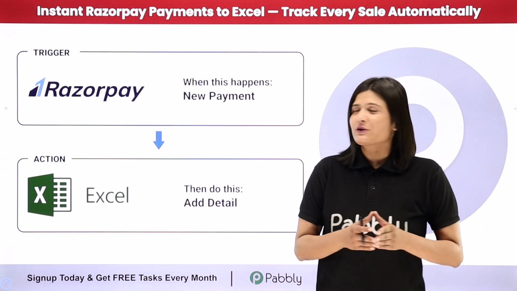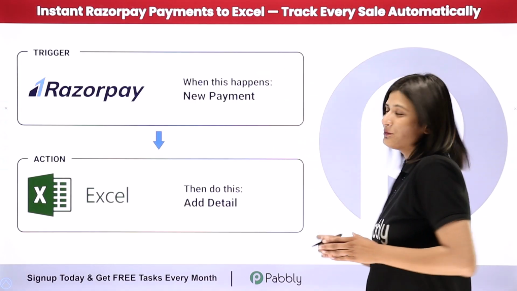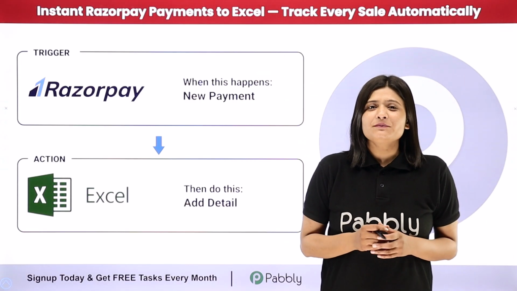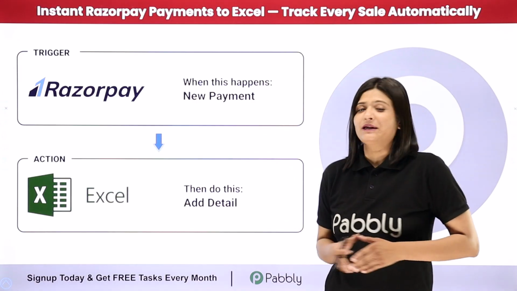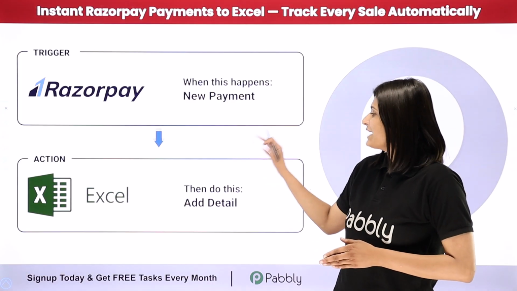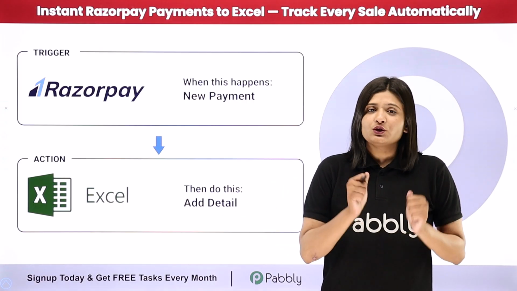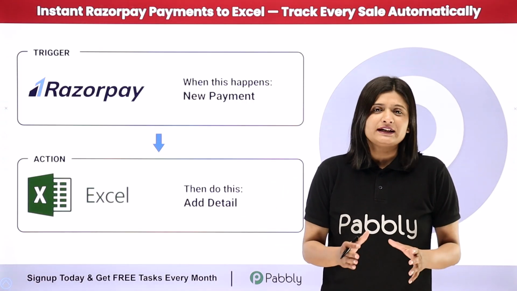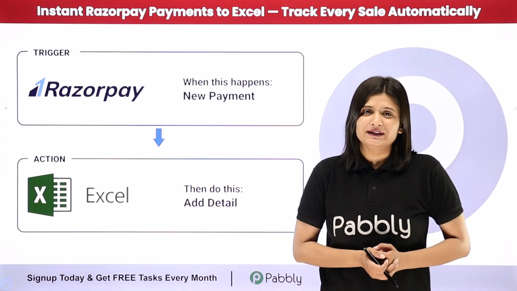In this video, we are going to see instant Razorpay payments to Excel, track every sale automatically. So let's suppose I'm running an online business and I'm collecting all my payments using Razorpay. I want that whenever I capture a new payment, I should automatically add all this detail to my Microsoft Excel workbook. Now doing this manually will consume a lot of my time, and that's why I'm completely going to automate this entire process using Pabbly Connect.